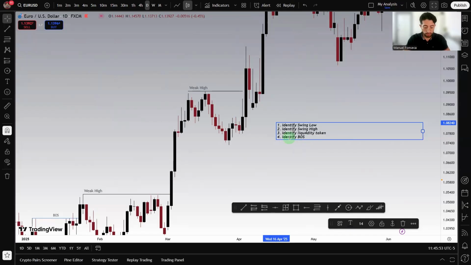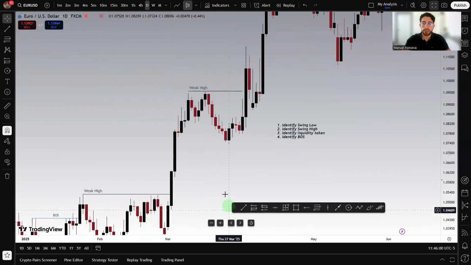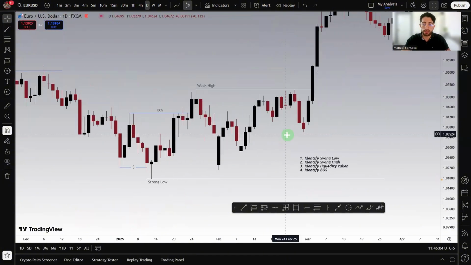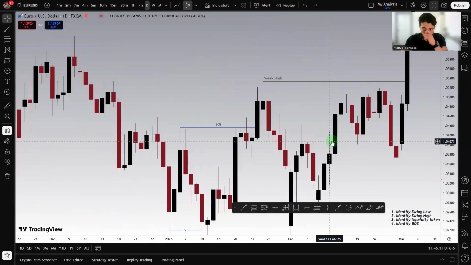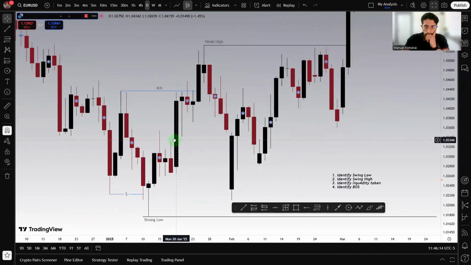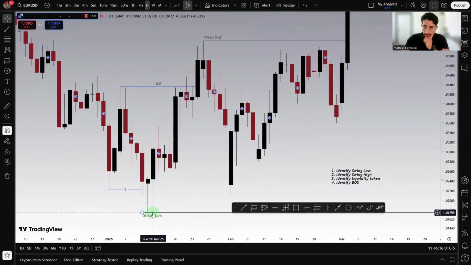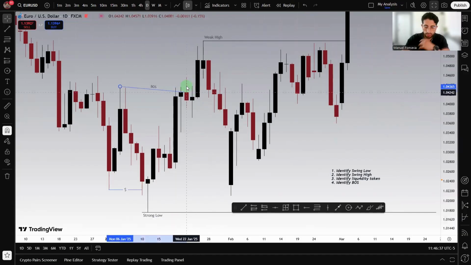Now, you say, Manuel, the previous highs you just highlighted, this one and this one, were weak highs. Let's try to apply these patterns, these confirmations, to recognize why they were weak. So we already got the strong low, correct? Now let's try to identify as the price goes up. This would be an example of liquidity, a swing low or a swing high. This will be a swing high, correct? The swing high is created here.